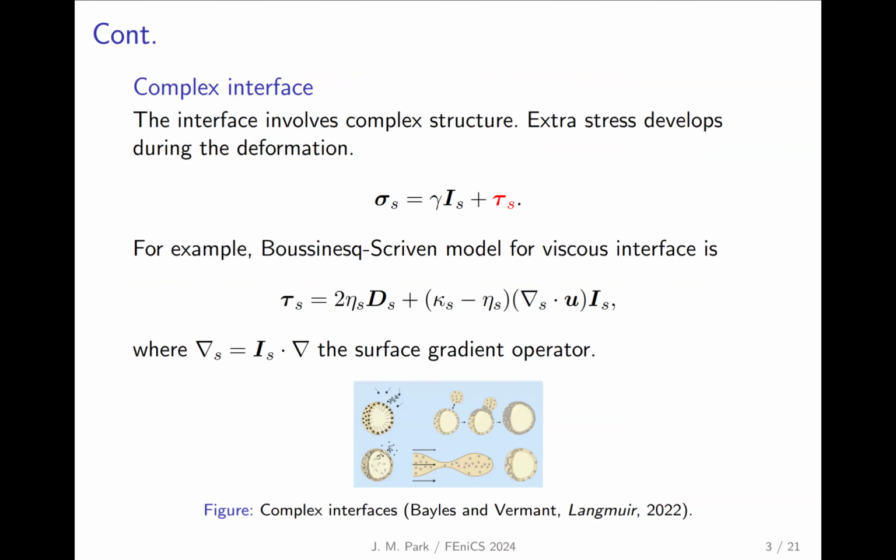But when we have some molecules or particles on the interface, then we have some complex structure on the interface, and we say that the interface is a complex interface. With a complex interface, we have extra stress, the red term there. There is extra surface stress during the deformation of the surface. There are many kinds of different constitutive laws for that stress, and in this study, we only consider a viscous interface model, or the Boussinesq-Scriven model, as shown here.